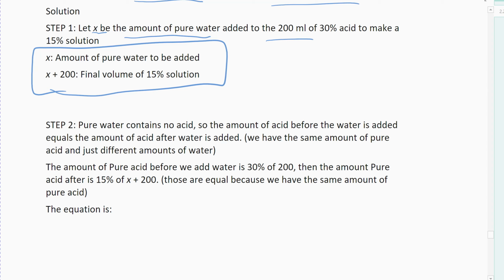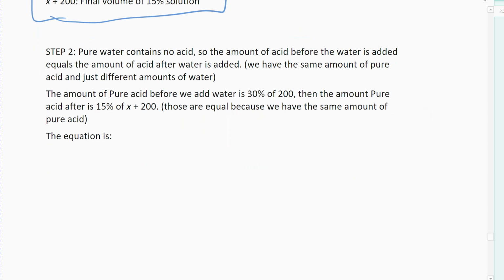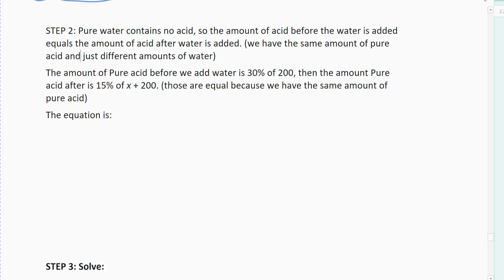And so that's where the equality is going to come from. It's going to come from the fact that the amount of acid before the water is added equals the amount of acid after the water was added. So we have the same amount of pure acid, just different amounts of water. And actually that's what I want to figure out, how X is my different amount. How much is X? And so what we're going to do is take the amount of pure acid before we added the water, which is 30% of 200, set it equal to the amount of pure acid that we have after we've added to it. Well, the amount of pure acid would be 15% of the new volume, X plus 200.